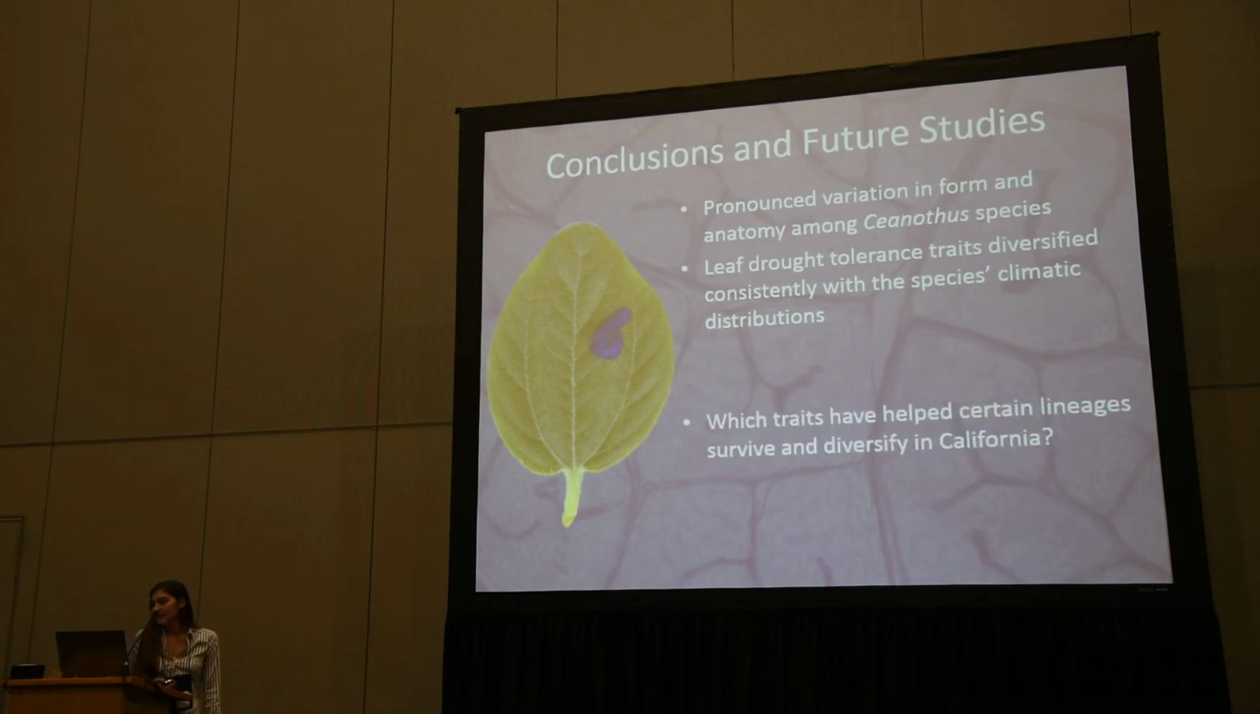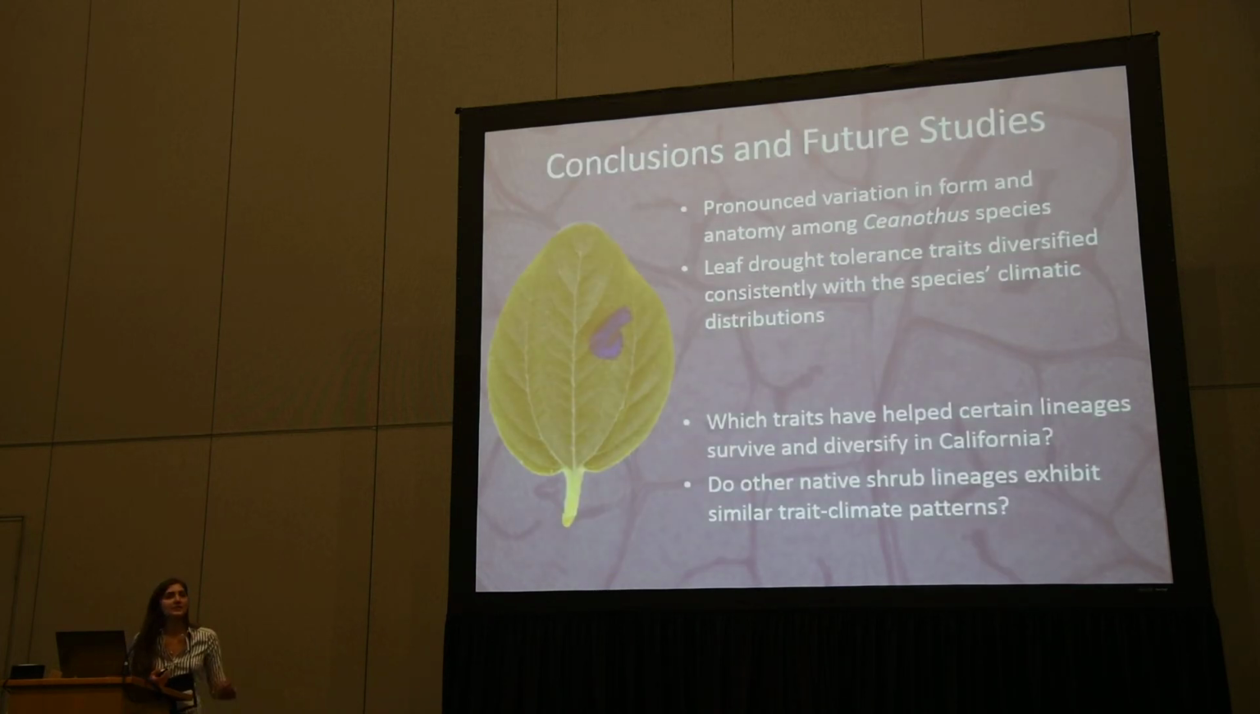And in the future, I'd like to look at how these traits have helped lineages survive and diversify in California, and whether we see the same patterns in other native shrub lineages. And I should say, just the broader picture of why this kind of research is important is that drought tolerance is important for the survival of all plants, but it's particularly pressing in areas like Southern California that are experiencing record droughts. So it's interesting to know how species adapted in the past, and if they were pre-adapted to drought, and if they might be able to do so in the future as the climate continues to change.